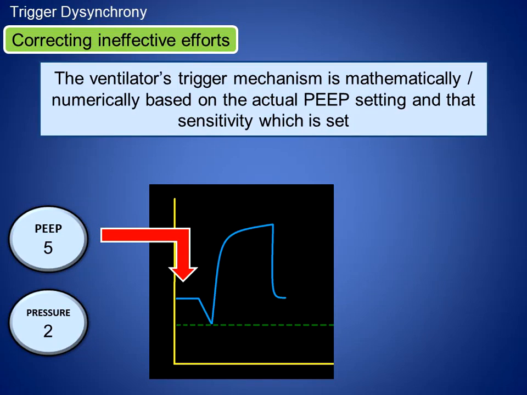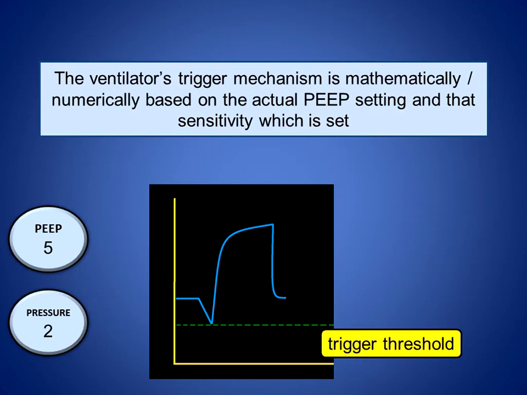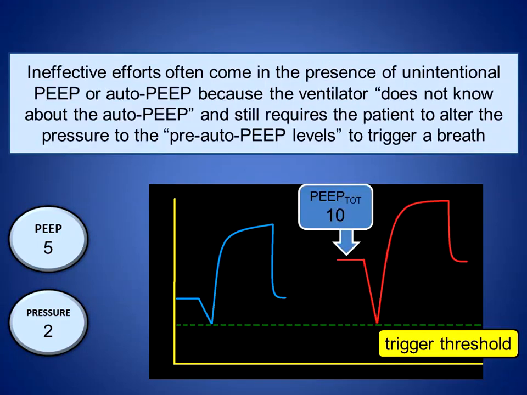However, what occurs in the face of auto-PEEP is that the ventilator doesn't know about that extra auto-PEEP, or that extra level of PEEP. It doesn't know the alveolar pressure at the end of exhalation. It knows the airway pressure, but it doesn't know the alveolar pressure. And so that goes unrecognized by the ventilator. However, it's functional, essentially, because the patient still has to drop the airway pressure down to that trigger threshold. So in this scenario, what I have made up is that the total PEEP is 10, and mathematically, based on a PEEP of 5 and a pressure of 2, the trigger threshold remains at 3. The trigger threshold does not walk the pressure scale up with the auto-PEEP.